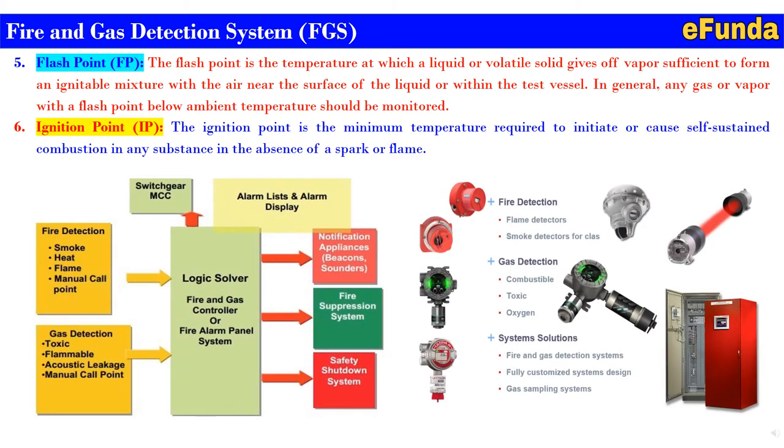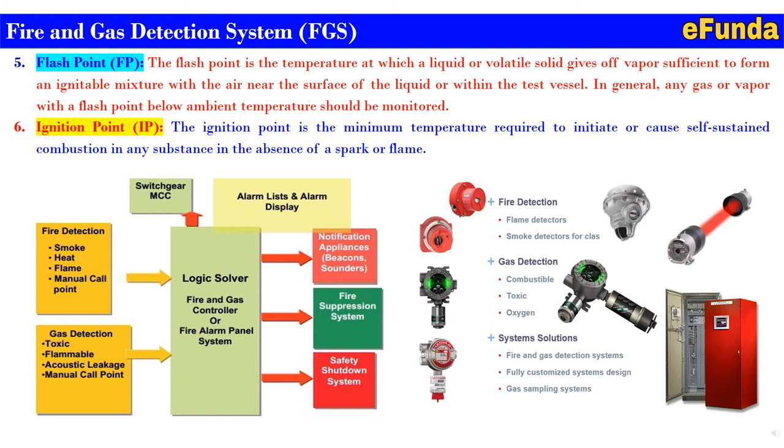Refer to the pictures below where we have the block diagrams of the FGS system and similarly the types of the detector. We will see the first block diagram. One can see the fire detection as an input, that is smoke, heat, flame, manual call point. Then the second, gas detection, that is toxic, flammable, acoustic leakage, manual call point, is the input to the logic solver, where the fire and gas controller or fire alarm panel system is being used. Then the logic solver will provide the feedback to the switchgear MCC.